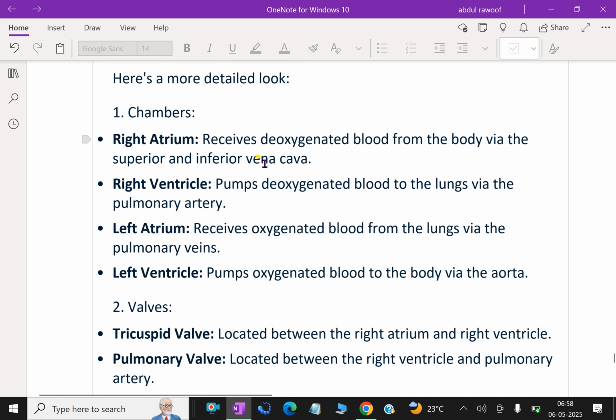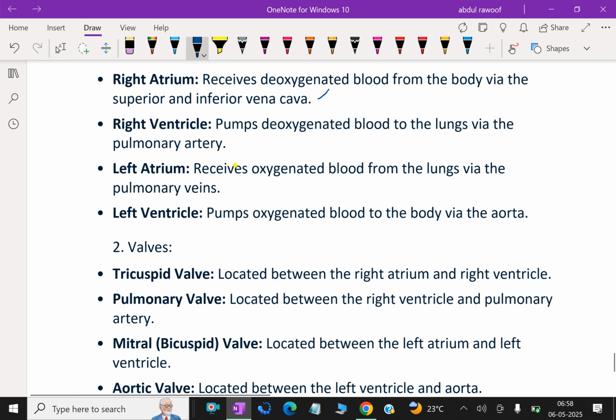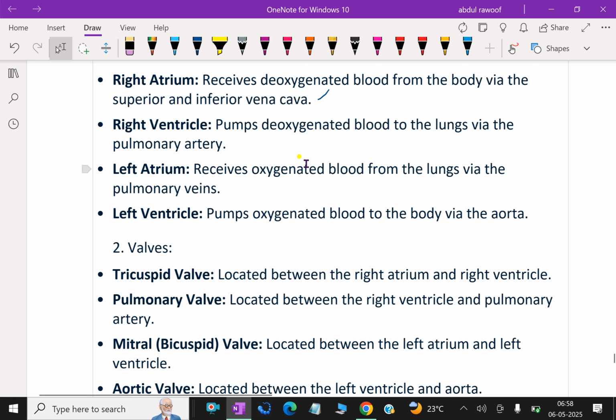Heart chambers. The right atrium receives deoxygenated blood from the body via the superior and inferior vena cava. The right ventricle pumps deoxygenated blood to the lungs via the pulmonary artery. The left atrium receives oxygenated blood from the lungs via the pulmonary veins. The left ventricle pumps oxygenated blood to the body via the aorta.